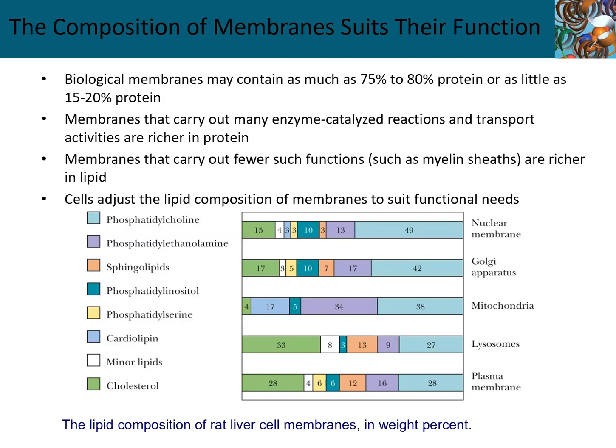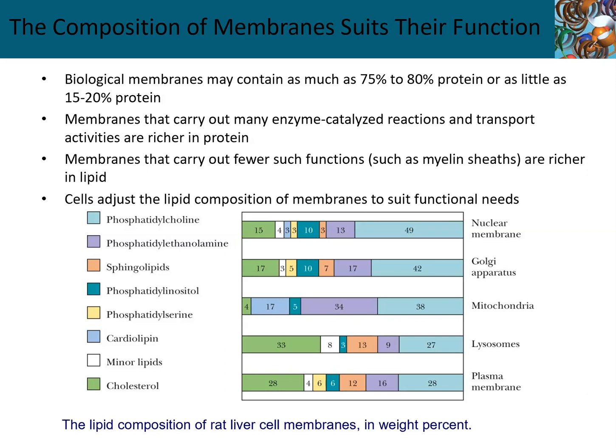And now, let's see here. Just below, we can take a look at some of the variability in lipid composition of different membranes. And you can see we have the key on the left side with the different categories of lipids, including phosphatidylcholine, phosphatidylethanolamine, sphingolipids, phosphatidylinositol, etc., going down towards cholesterol.